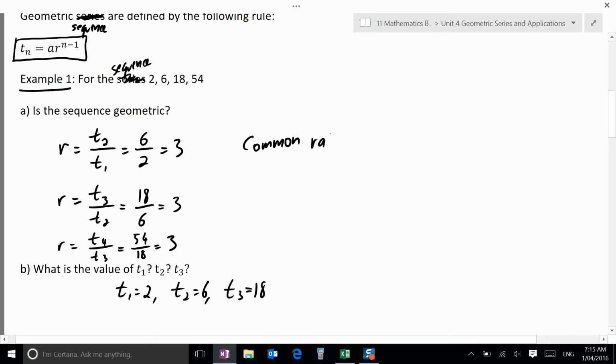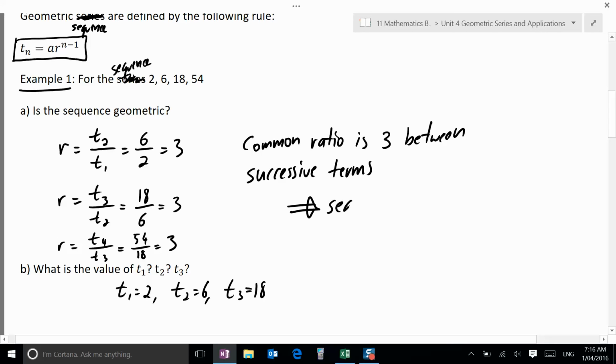Okay, so we can say the common ratio is 3 between successive terms. That is, the sequence is geometric. If any of these were different, that weren't 3, then the sequence wouldn't be geometric, because it wouldn't have that same pattern between all of the terms.